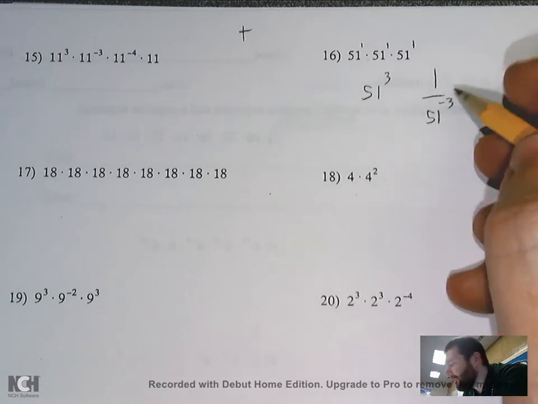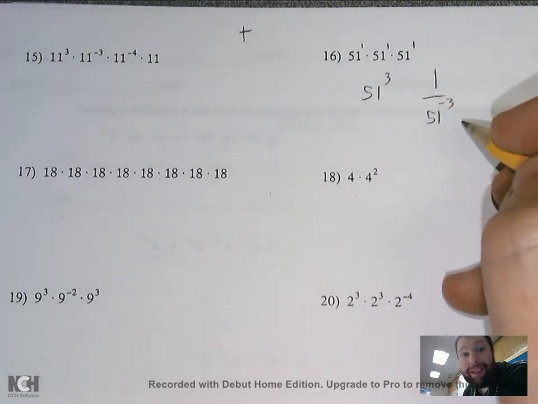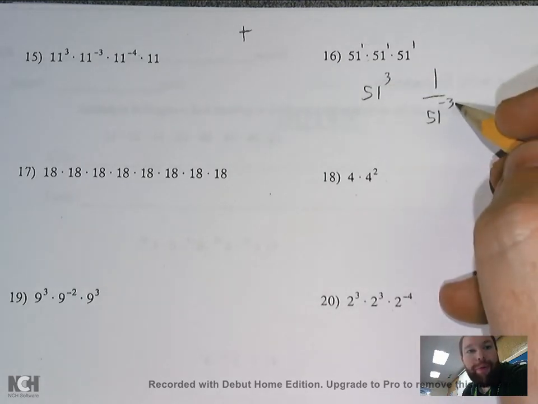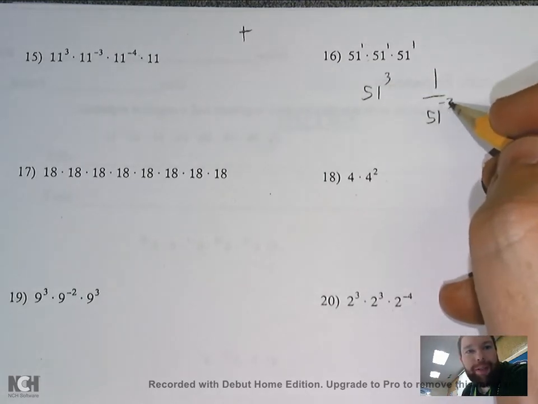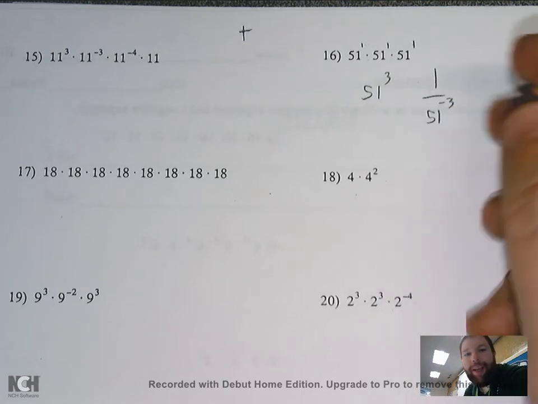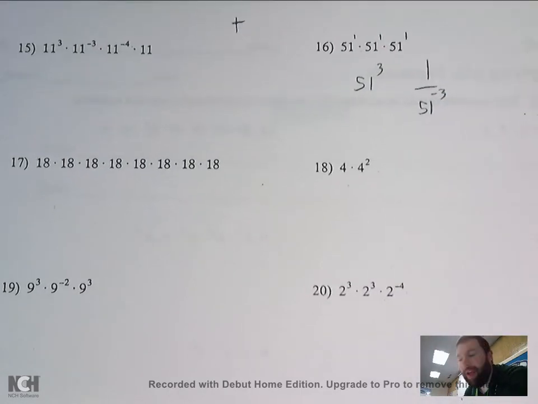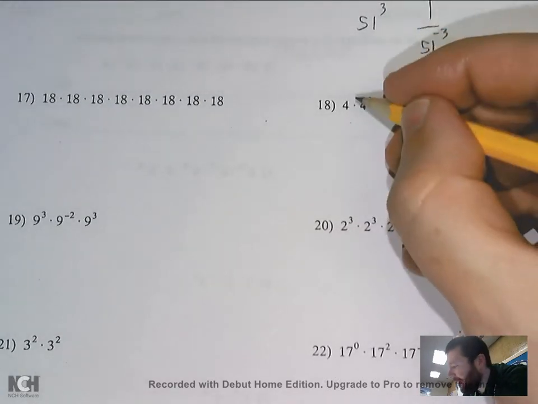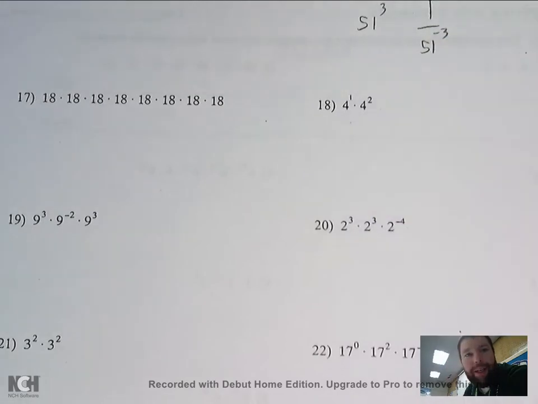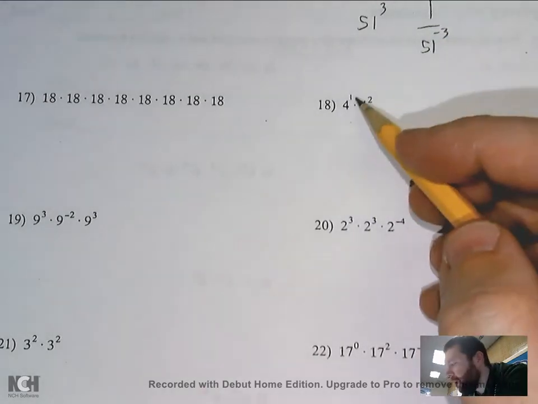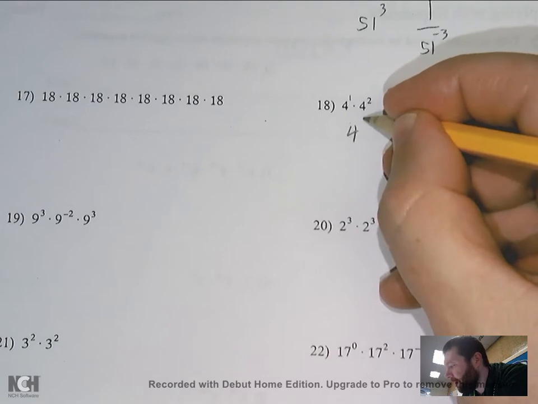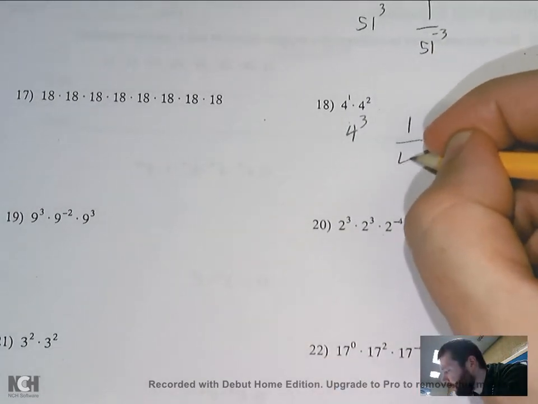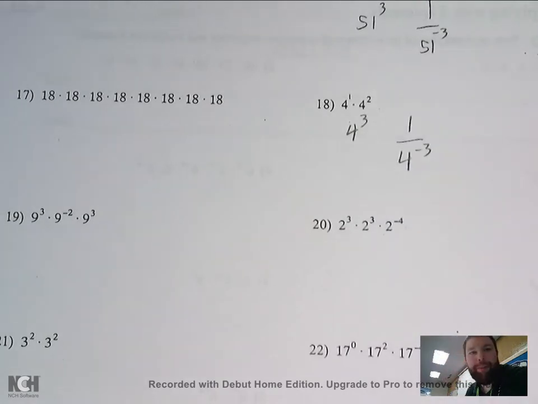Again, this is just enforcing the idea that these are the exact same number. It's just another way of expressing it. When we move things across the fraction bar with exponents, all you have to do is change the sign, and it's the same number. Okay? On this problem, we have 4 times 4 to the second. Again, if I recognize any number by itself as an exponent of 1, that would be like 1 plus 2, which again would be 4 to the third power, right? And as a negative exponent would be 1 over 4 to the negative third power.